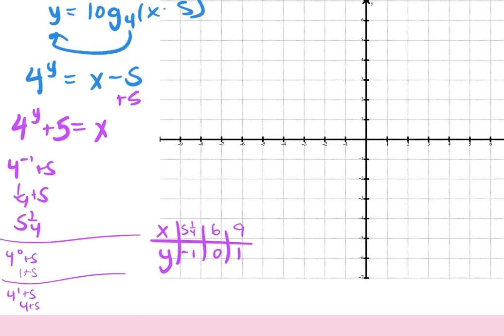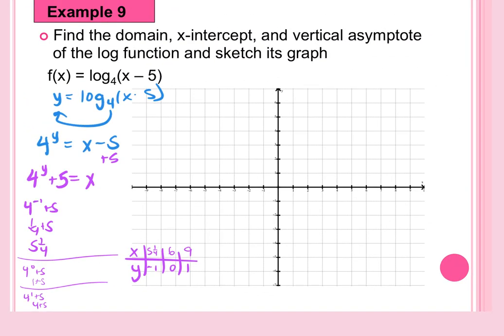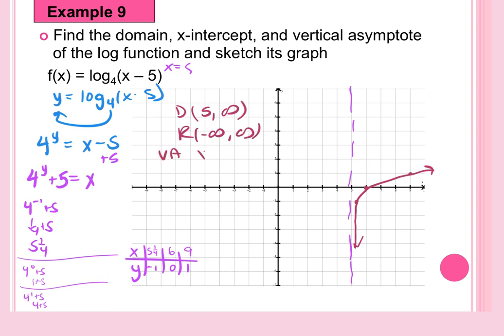Where's your vertical asymptote this time? X equals 5. So all the way over here is where we're starting. So 5 and 1/4, negative 1 makes total sense. 6, 0, which would be your x-intercept. 9, 1. Domain 5 to positive infinity. Range, all real numbers. Vertical asymptote x equals 5. X-intercept 6, 0.